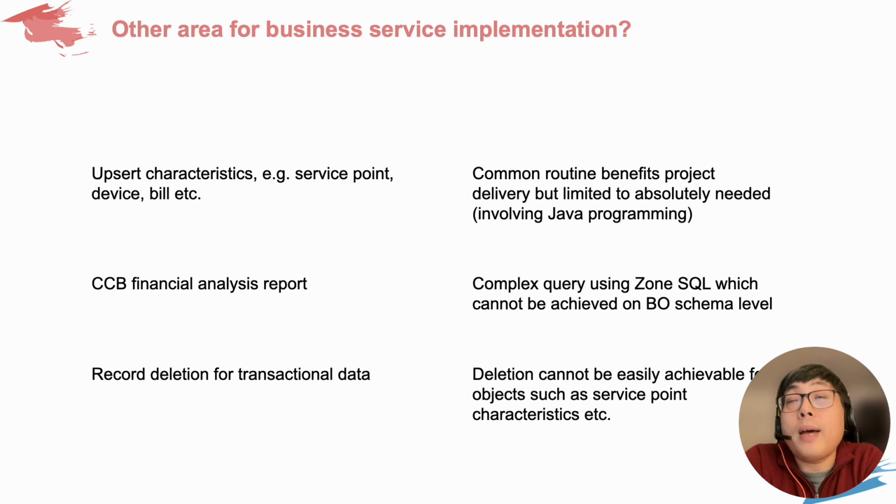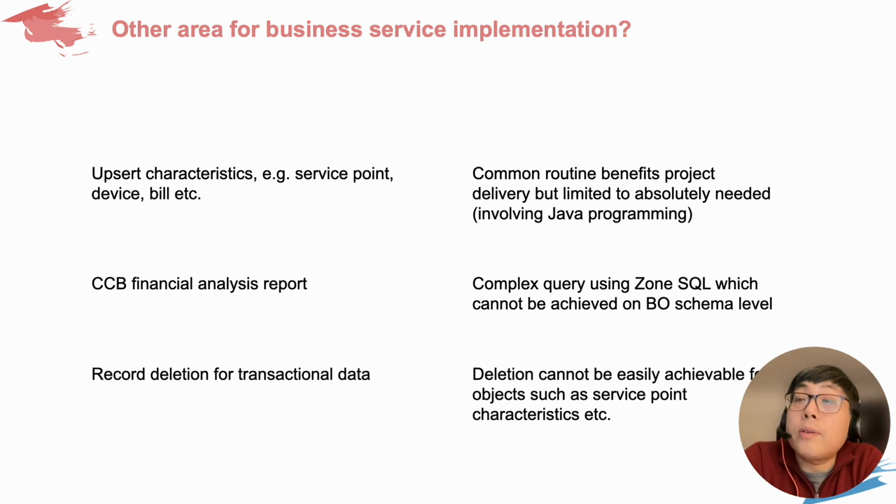Now, what I would suggest is, if you have a lot of places where you want to insert or update characteristic values, you should write a business service for it. Because if you don't, that means for all the new custom attributes, you need to create a schema and include that in the schema for each of the objects.